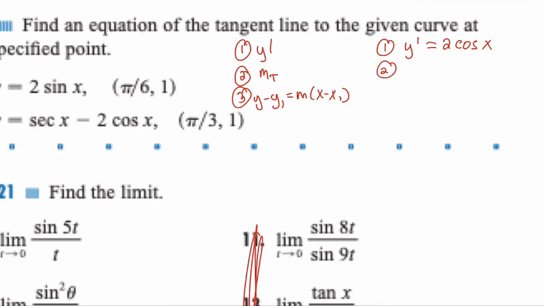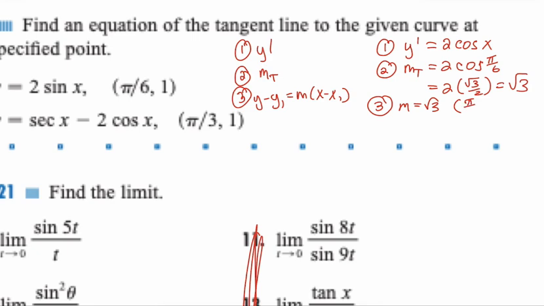And so in the second step, to find the slope of the tangent, I'm just going to put our x value of pi over 6 into there. Well, the cosine at 30 degrees, or pi over 6, is square root of 3 over 2. So if I plug that in, 2 times square root of 3 over 2 is just square root of 3. So now I have my slope. And now I use my slope of square root of 3, and the point pi over 6, 1, and we get the equation of our tangent line.